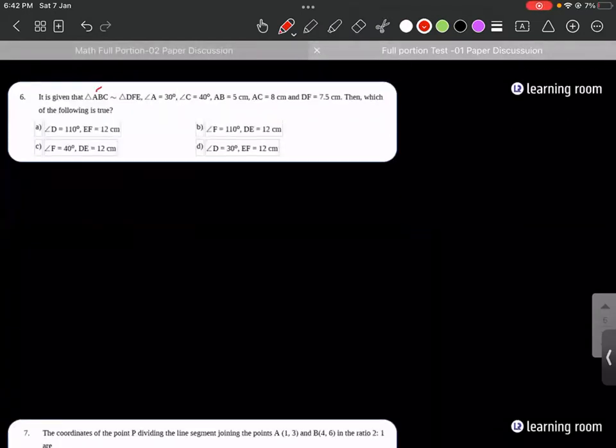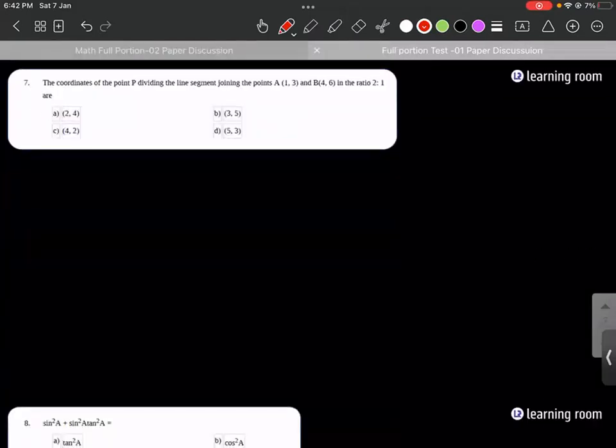So it is given the triangle ABC is similar to triangle BFE. Angle A is 30, angle C is 40, AB is equal to 5. AC, Option is D, 8. BF is either B or D. B for ball. Yes, sir. Okay. That is right.